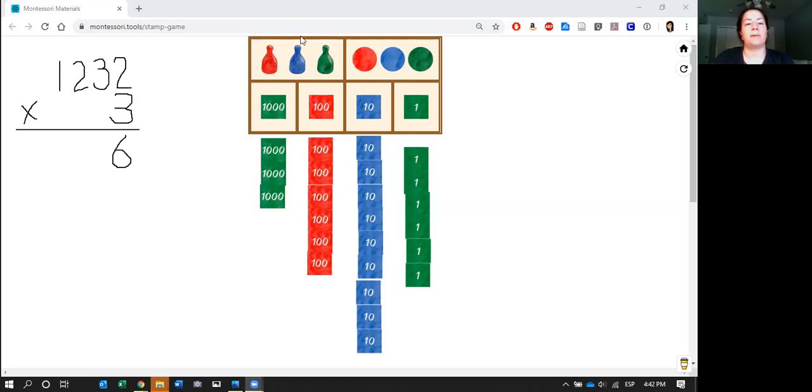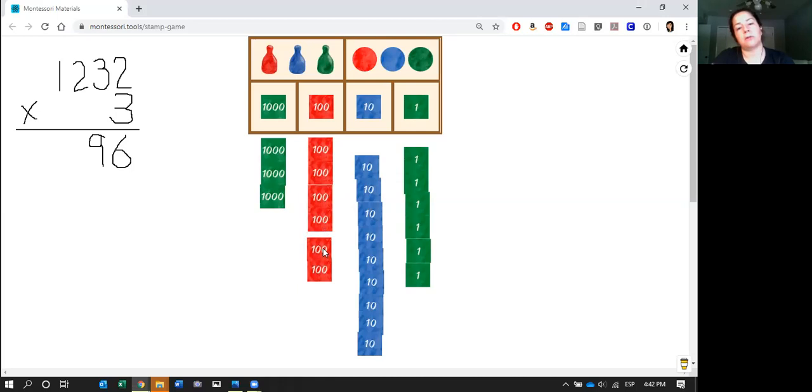Now we're going to count the tens. And I had 3 tens 3 times. Now I have 1 ten, 2 tens, 3 tens, 4 tens, 5 tens, 6 tens, 7 tens, 8 tens, 9 tens. That's my answer. When I have 3 tens 3 times, I get 9 tens. Now I'm going to count the hundreds. I had 2 hundreds and I had them 3 times. 100, 200, 300, 400, 500, 600. That's what I get. I got 200s 3 times. It gives me 600s.